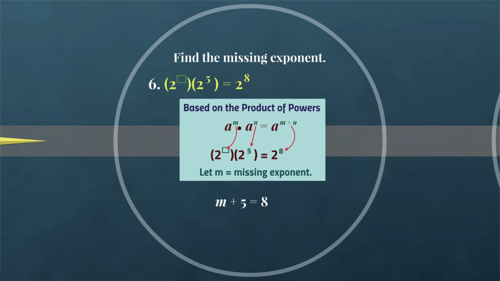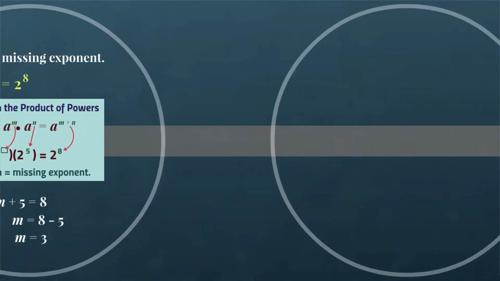In the equation m plus 5 equals 8, we will just transpose 5 to the right side of the equation and change its sign. That is m equals 8 minus 5. We all know that 8 minus 5 is 3. So the missing exponent is 3. It's almost easy as subtraction. Let's solve the last example for today's lesson.